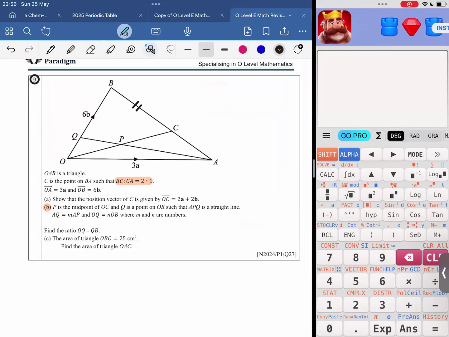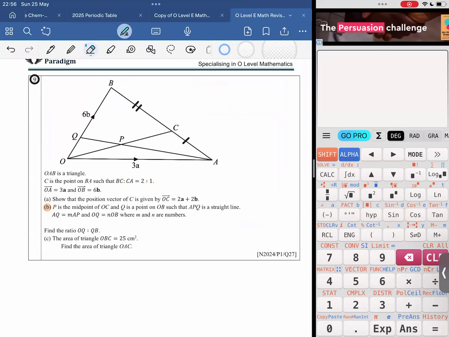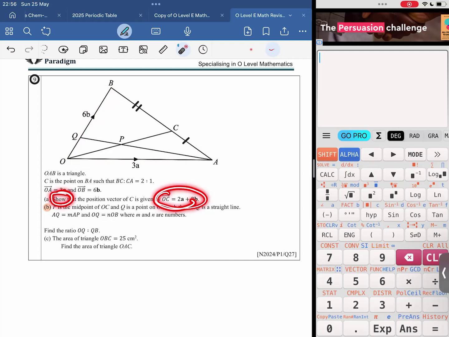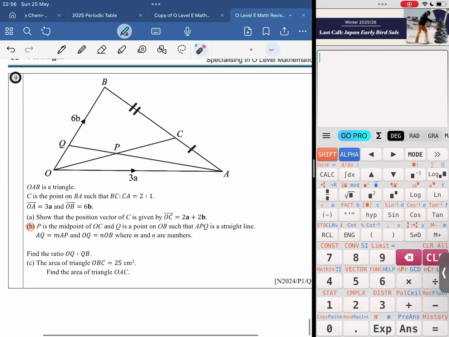So we got 2 here and 1 here. Then from here, we just double check this one. OB is 6B and OA is 3A. They want us to find OC. They say show, so even if you cannot do it, you should be able to do this one here. I can still use it, right?